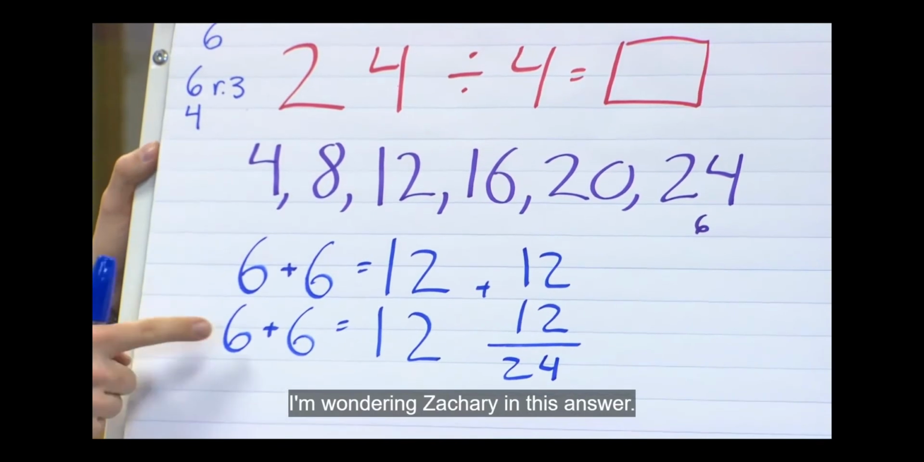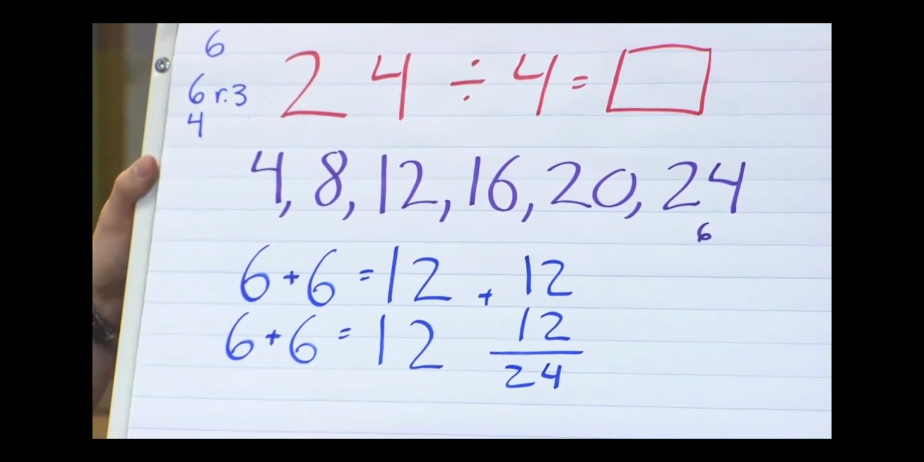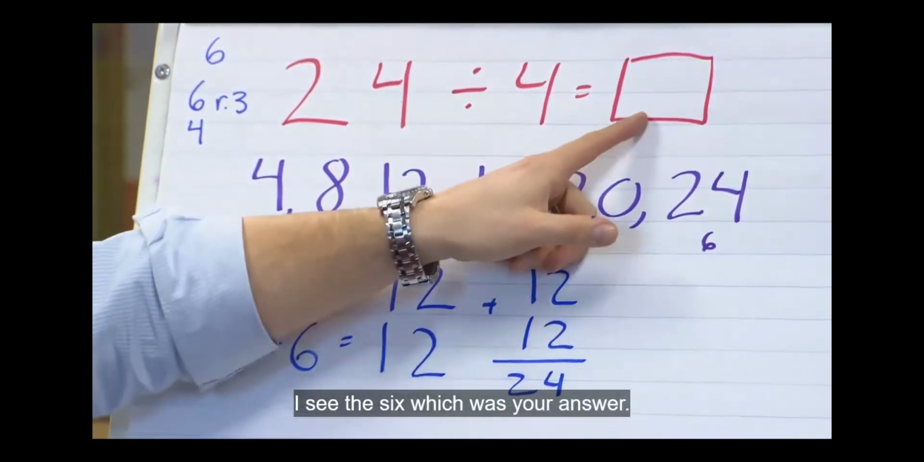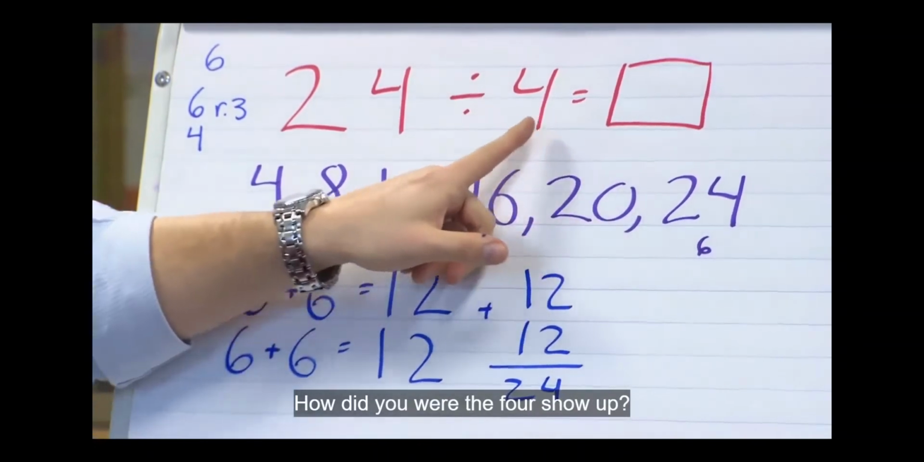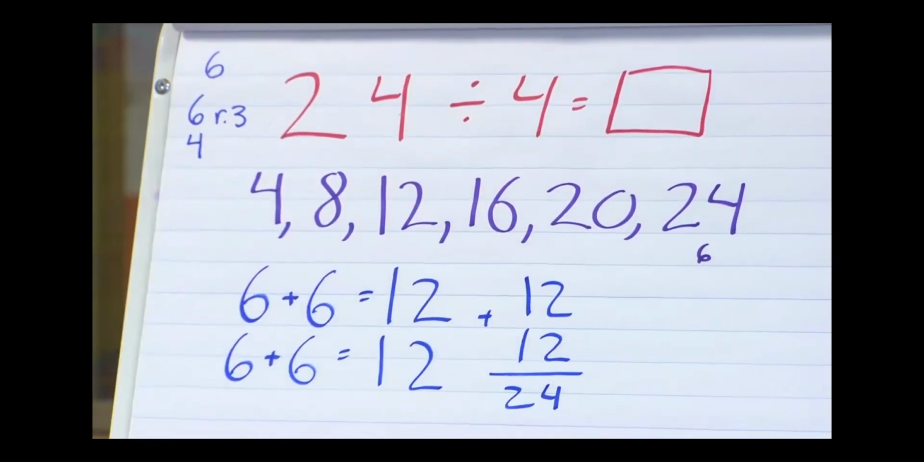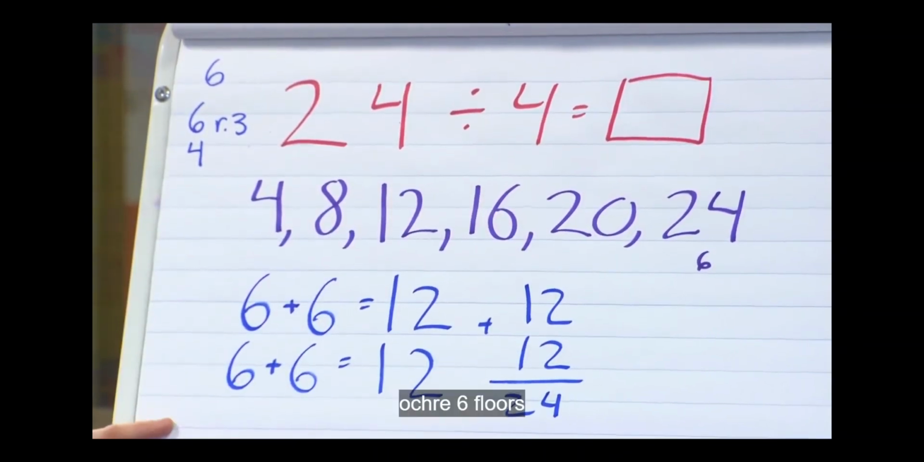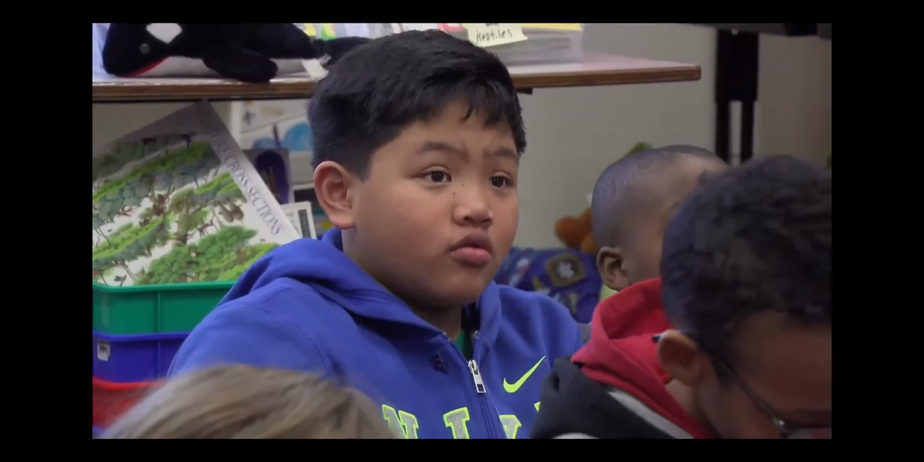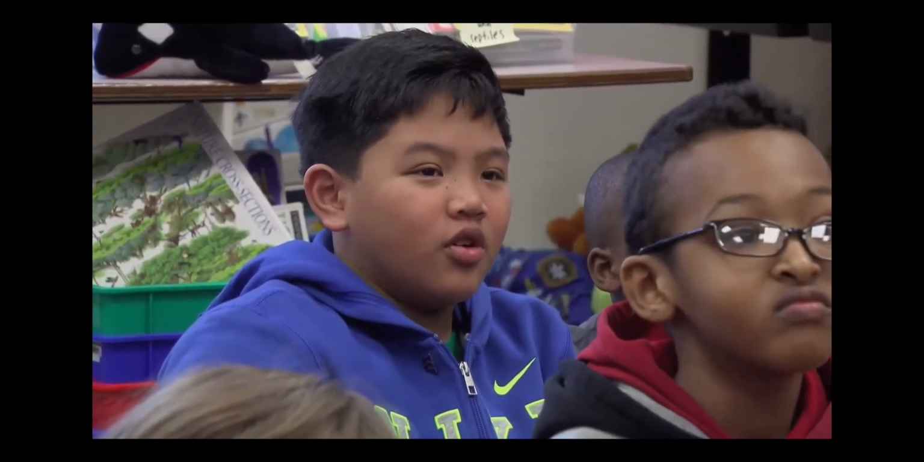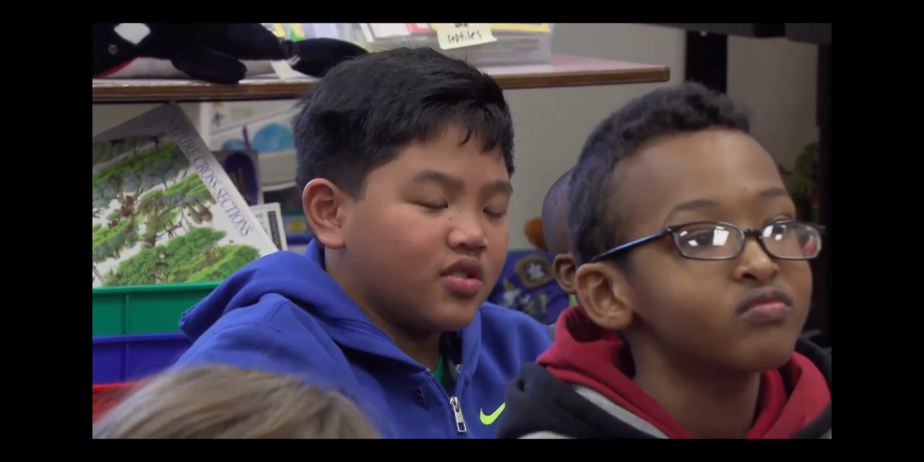I'm wondering, Zachary, in this answer, I see the 6, which was your answer. Where's the 4 show up? Oh, because there's 6 4s. Okay, so, I mean, 4 sixes. 4 6s.